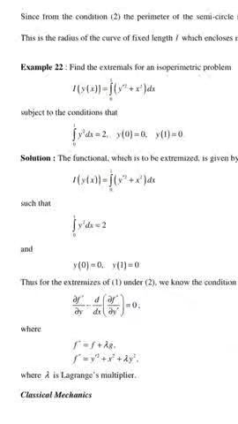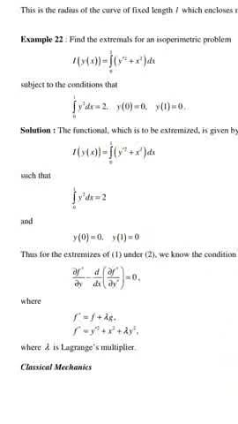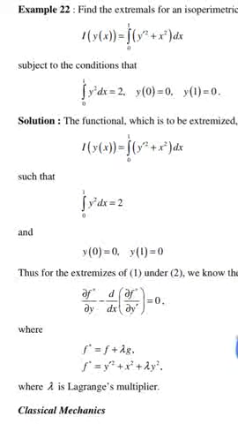isoperimetric problem. I of y is equal to the integral from 0 to 1 of (y dash square plus x square) dx, subject to the condition that the integral from 0 to 1 of y square dx is equal to 2, and y of 0 is equal to 0, y of 1 is equal to 0.